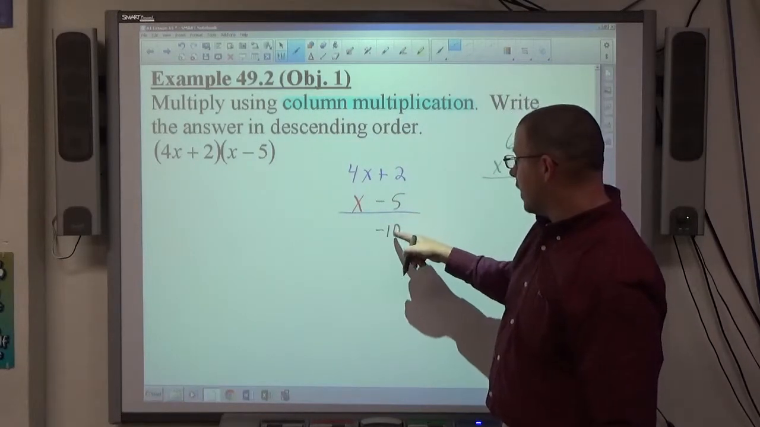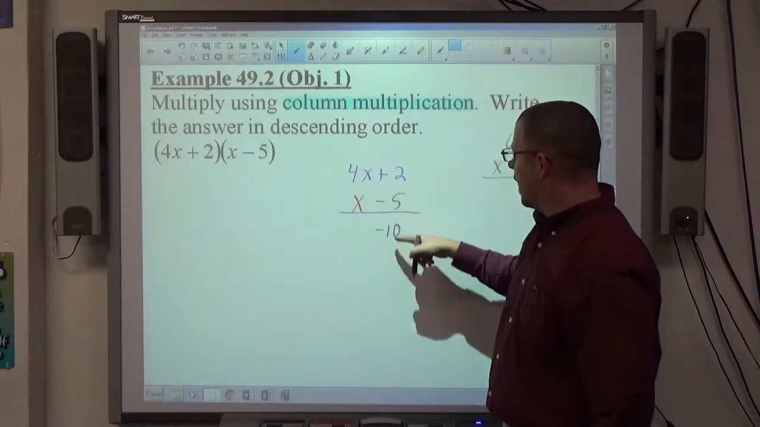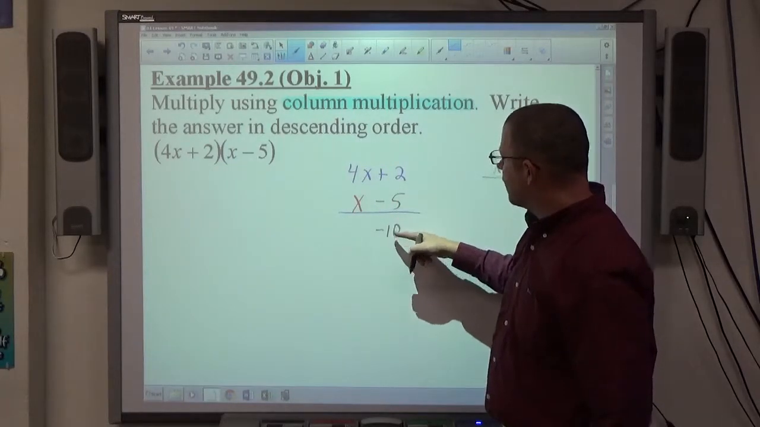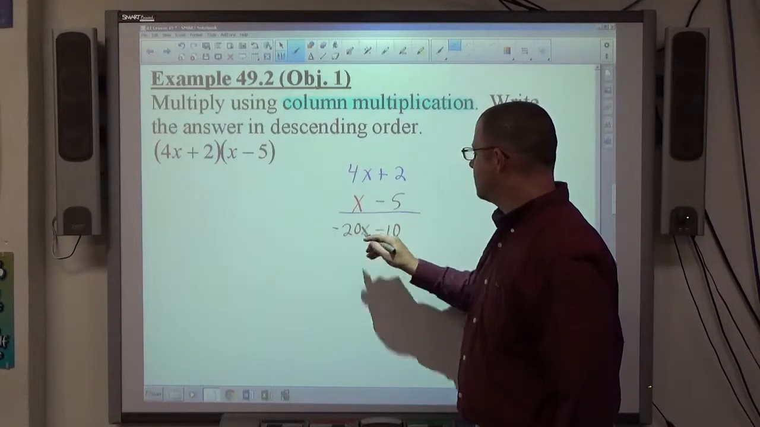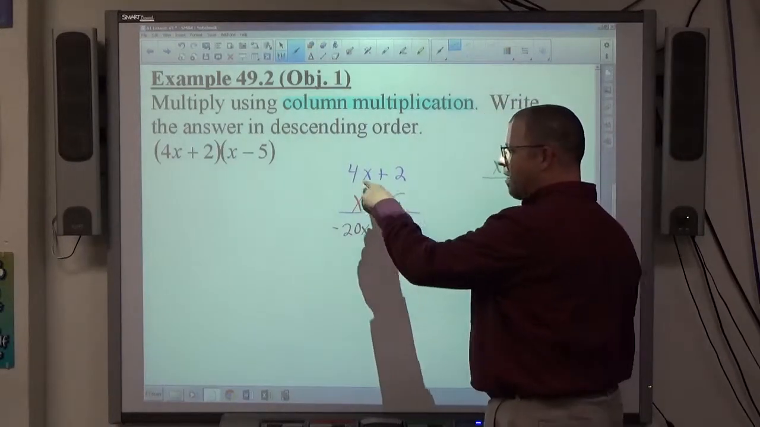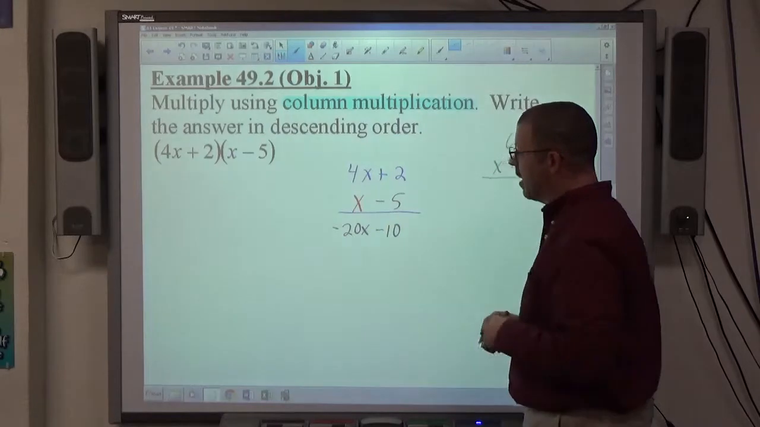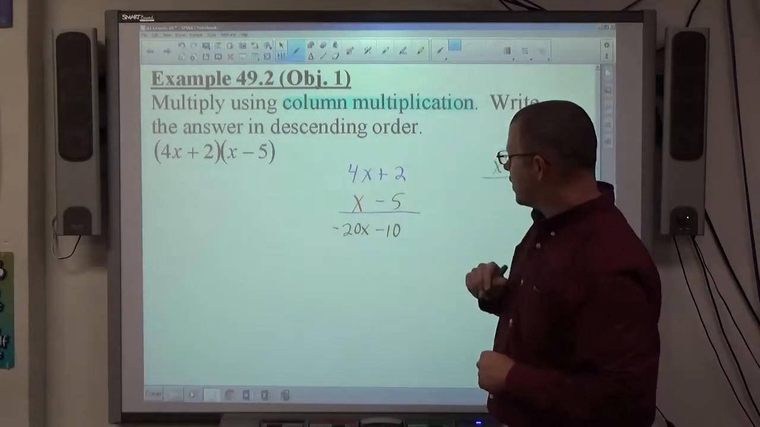Slight difference here, instead of writing 0, carry the 1, I'm just going to get what I get. So 2 and negative 5 make negative 10. Negative 5 and positive 4x make negative 20x. I misspoke there. Negative 5 and positive 4x give you negative 20x. But again, a negative times a positive makes a negative.